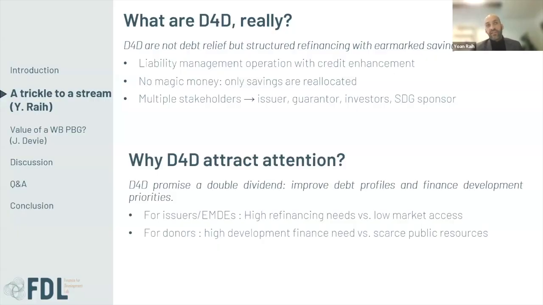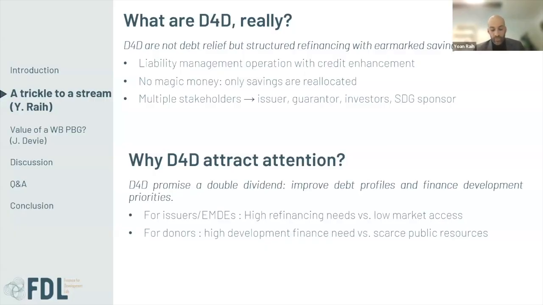And I think Martin said that debt for development swaps attract a lot of attention because of this double dividend that they offer, improving the debt profile of an entity that wanted to refinance debt and probably didn't have access to market at very profitable rates. And finally, it also offers a dividend for the development partner to mobilize SDG funding in a way that manages its own capital. So in a context where ODA is shrinking for development partners, debt for development swaps can be a way of leveraging the scarce public resources in a very smart manner.